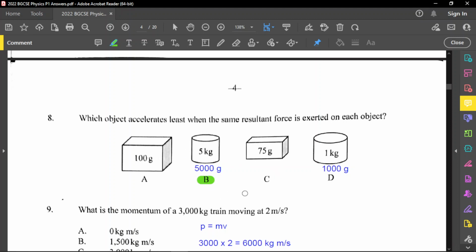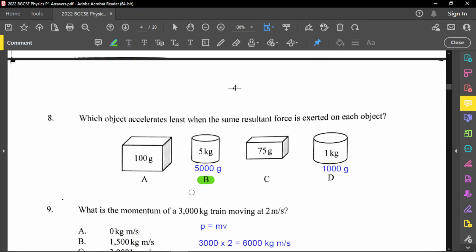Compare all these objects. Notice that B is in kg and D is in kg as well, and therefore, look at the others in terms of grams: 100 grams compared to 500 grams, and 75 grams and 100 grams. If you go back to the question, it said which object accelerates the least. A bigger mass, a larger mass, gives you the least acceleration, because the larger the mass is, the more difficult it is to move, if you think about it in that sense. The heavier the object is, the more it resists motion, and therefore the acceleration will be less.